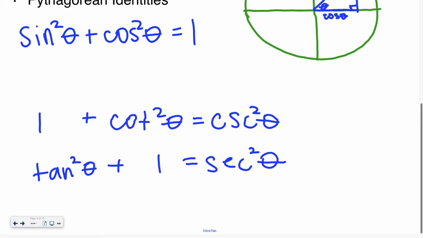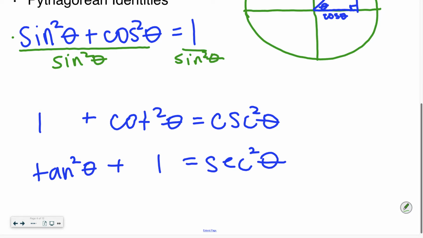Okay, so technically, I have one identity up here that I've rewritten to get these other two. If I take this identity up here, and I don't want you to do this with me, I just want you to watch, if I divide everything by sine squared, I divide both sides by sine squared. What is sine squared divided by sine squared? 1. Cosine squared divided by sine squared, cotangent squared. And then 1 divided by sine squared gives us the cosecant squared. Okay, so it's the same identity, just rearranged a little bit.